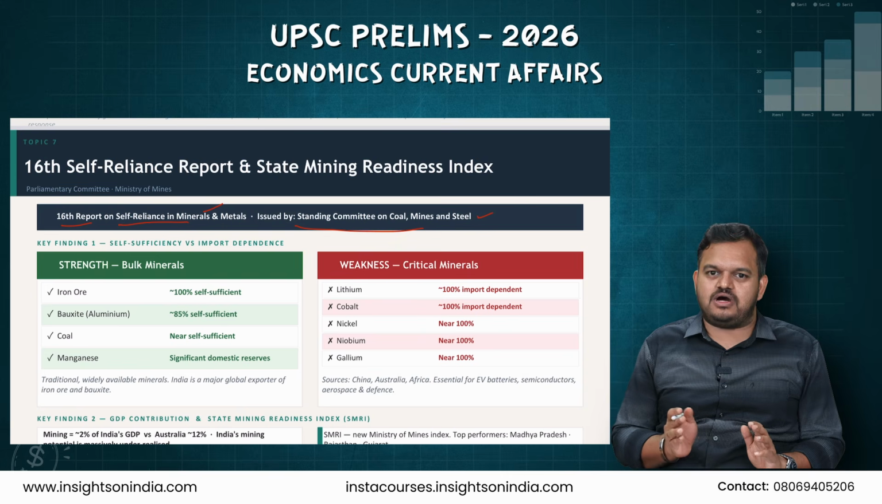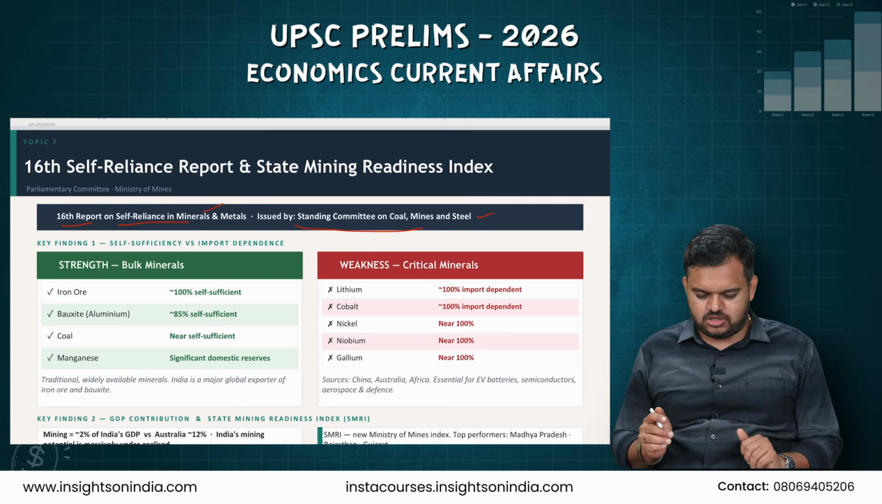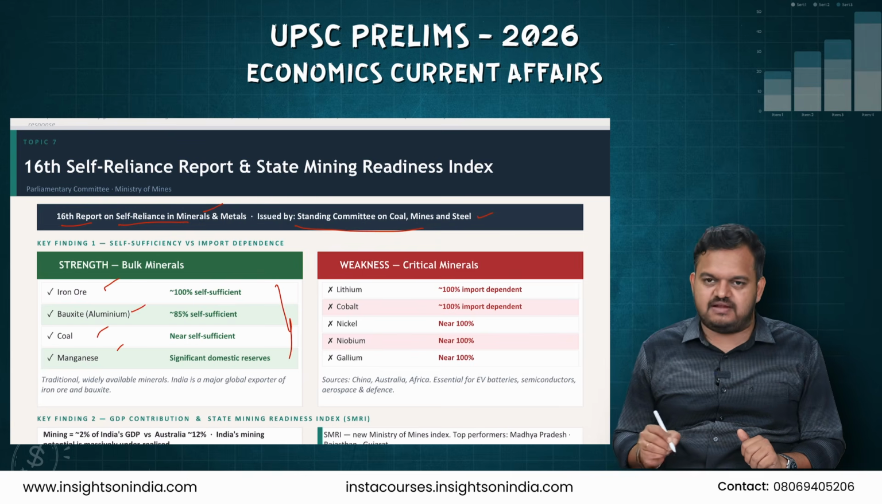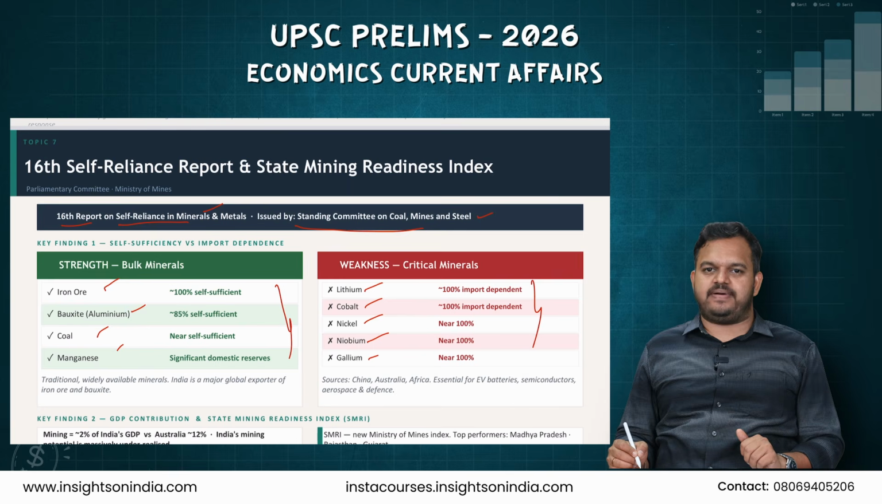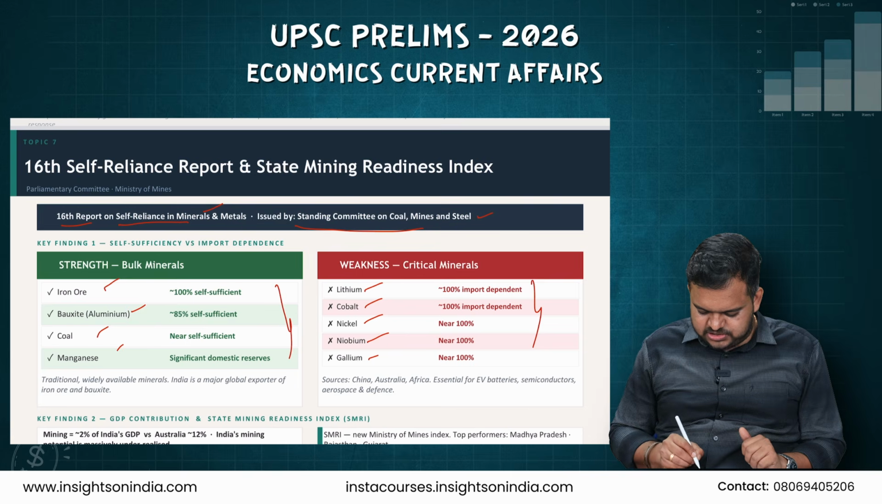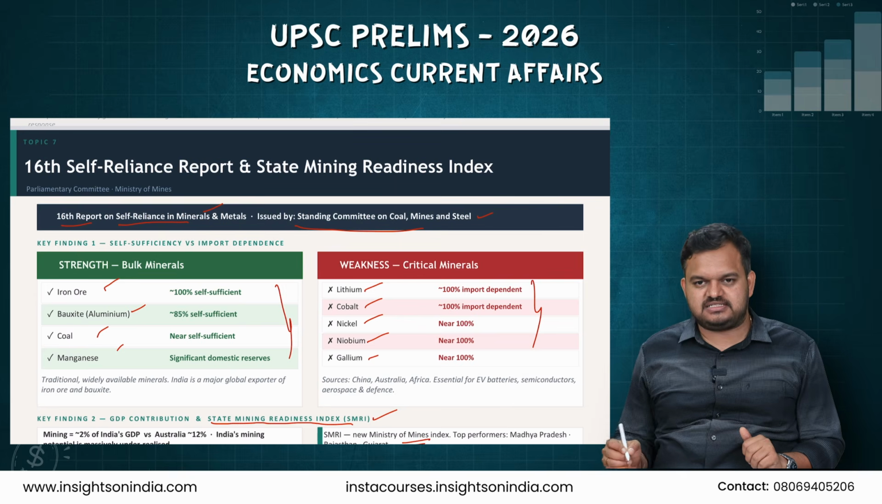The report says in which minerals we are self-sufficient and which minerals we are dependent on imports. Iron, bauxite, coal, manganese, etc., we are nearly self-sufficient. Minerals like lithium, cobalt, nickel, niobium and gallium, which are critical minerals, we are 100% dependent. Right? And the second report is the State Mining Readiness Index, SMRI, released by the Ministry of Mines.